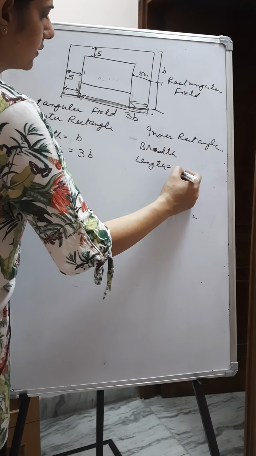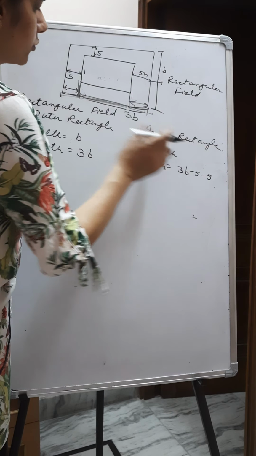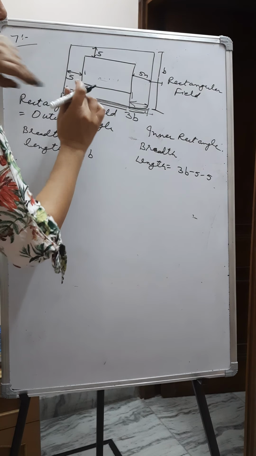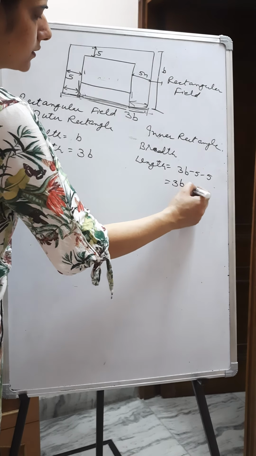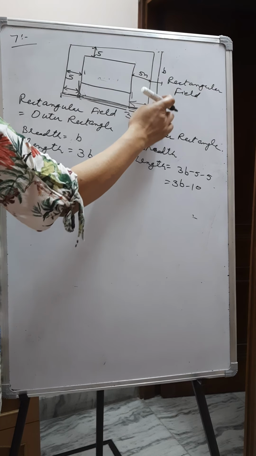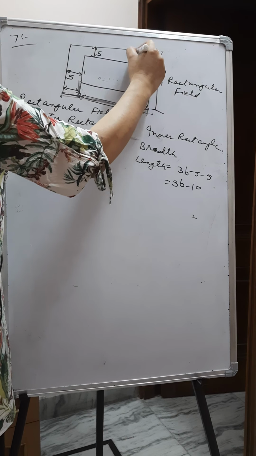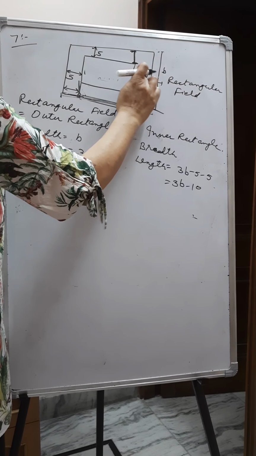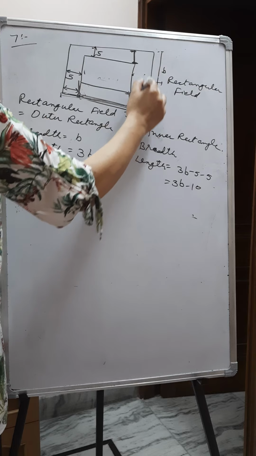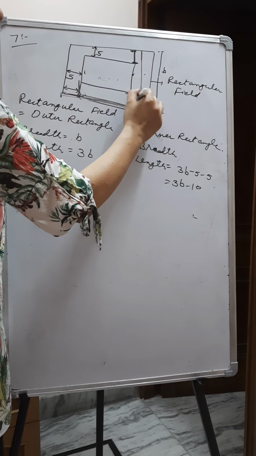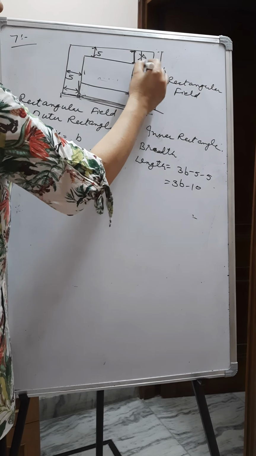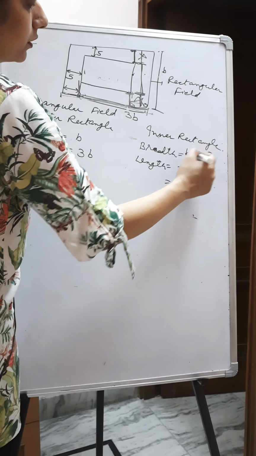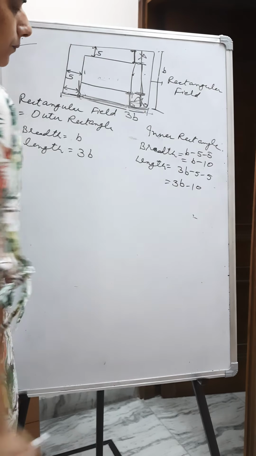For the length, it is 3b minus 5 minus 5. 3b total, minus 5 from this side and minus 5 from this side. It is 3b minus 10. Same way from the b, this minus 5 is there and this minus 5 is there. From the total b, we will subtract this part to get this. It is again b minus 5 minus 5, b minus 10.